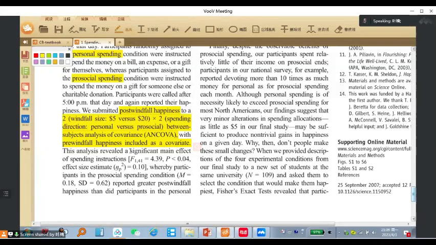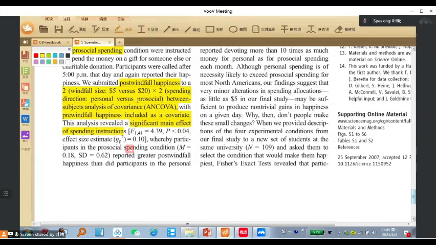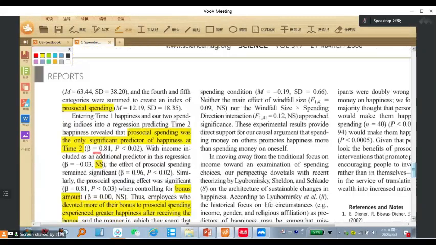This revealed a significant main effect for spending instructions. Participants spending pro-socially reported greater happiness than those spending personally. The main effect of windfall size and the interaction effect were not significant. So these results provide direct support for our causal argument that spending money on others promotes happiness more than spending money on oneself.